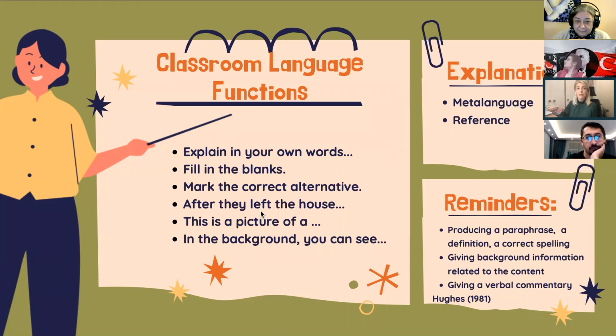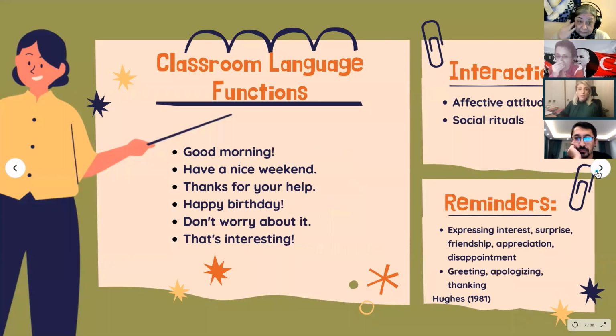After they left the house, this is a picture of a castle. These kinds of explanations would be considered as explanation, as the name suggests. And the fourth one, the last one, would be interaction. So this will be the main framework that I'm going to focus on in this presentation.